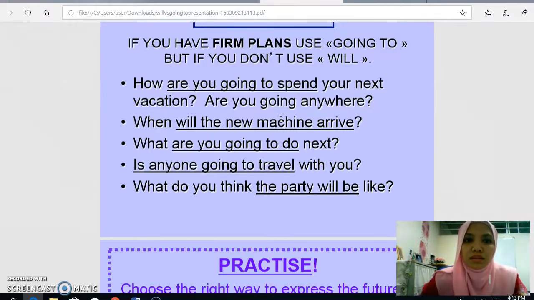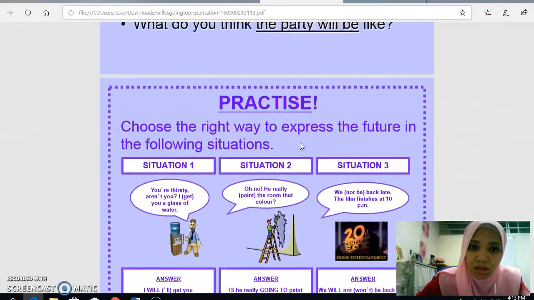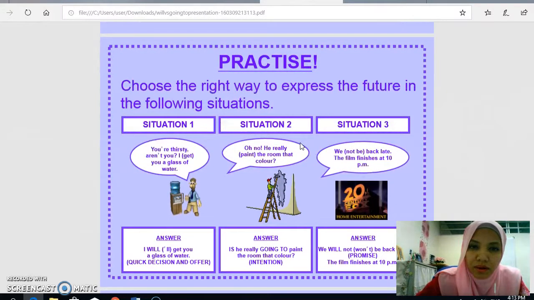Look at the next example here. What are you going to do next? What do you plan to do? Next is, is anyone going to travel with you? So when you go for travel and you go for a visit, it's something that you properly plan before you go. So these are some of the examples that you can use to make comparison, to understand when to use will and when to use going to. Okay, some practice.